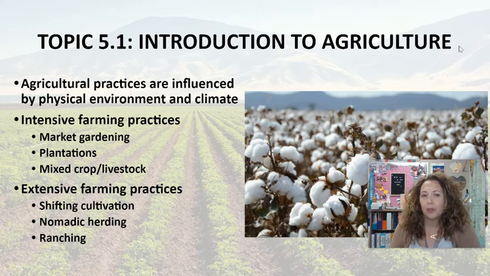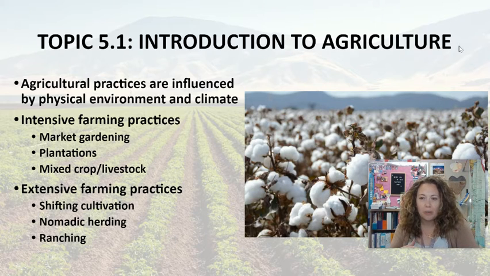Agricultural practices are influenced by our physical environment and climate. Basically, depending on the temperature and the type of landforms around, that is going to impact what can be grown there. There are two types of farming practices you need to know. These are in your notes: intensive farming and extensive farming. Make sure you are good on knowing those.